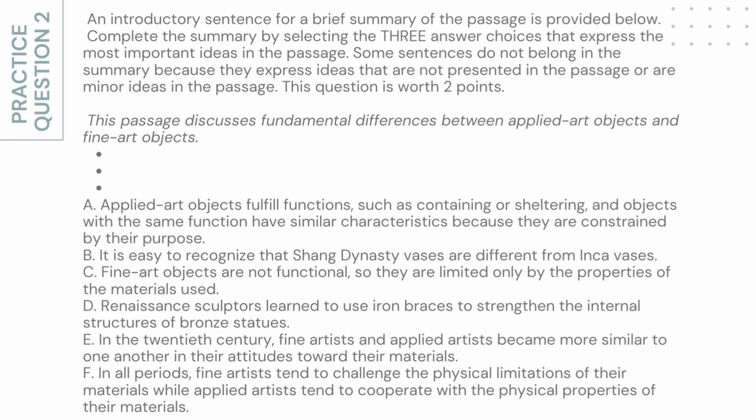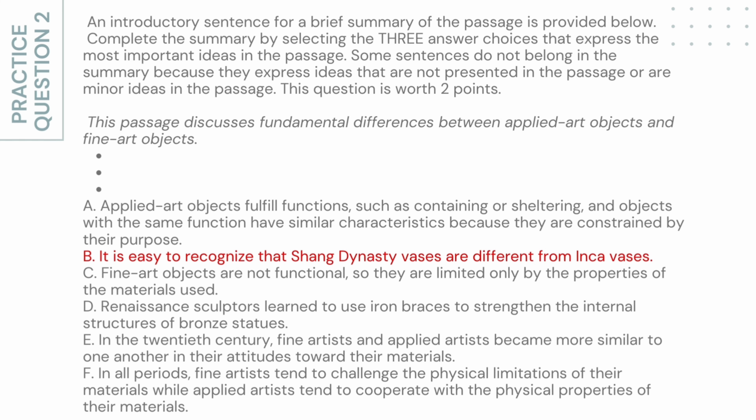Now we're going to start by eliminating. What do you think I want to eliminate first? I'm going to eliminate choice B. It is easy to recognize that Shang Dynasty vases are different from Inca vases. This is a true statement according to the passage, but it is not the main idea. Remember, the main idea is the difference between applied art objects and fine art objects. The main idea is not the Shang Dynasty and Inca vases.